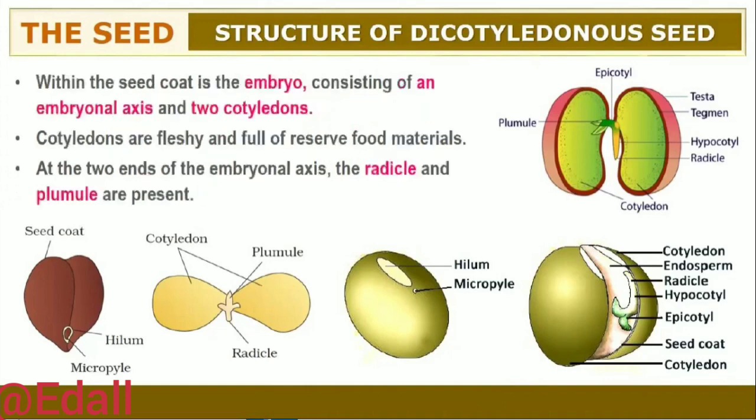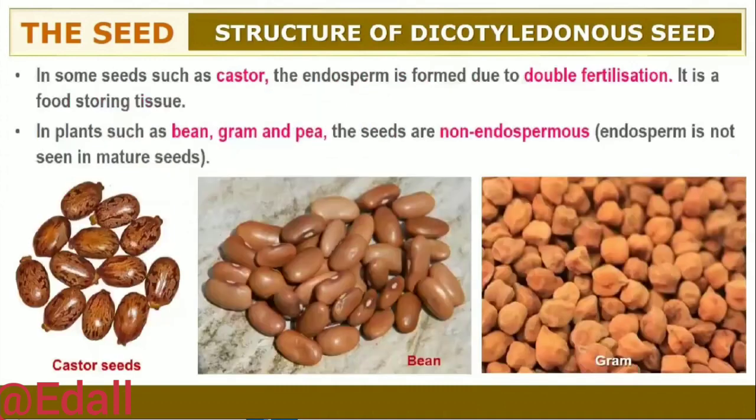Within the seed coat is the embryo, consisting of an embryonal axis and two cotyledons. The cotyledons are often fleshy and full of reserve food materials. At the two ends of the embryonal axis are present the radicle and the plumule. In some seeds such as castor, the endosperm formed as a result of double fertilization is a food-storing tissue. In plants such as bean, gram and pea, the endosperm is not present in mature seeds and such seeds are called non-endospermous.